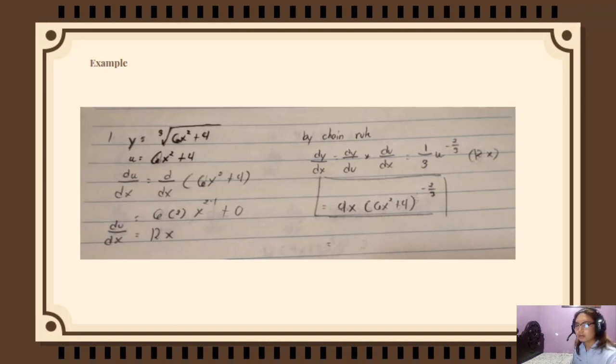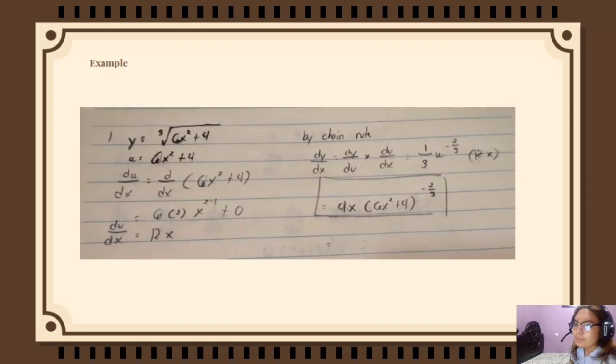We take the derivative of this. The derivative of 6x squared: we multiply 6 by 2, which gives 12, and then it becomes just x. Then, what is the derivative of 4? A constant, whatever it is, has a derivative of 0. So it is now 12x. Next, we take the derivative of y with respect to u. How did we get this? I forgot to write it: the cube root becomes the exponent 1/3. So dy over du is equal to 1/3 u raised to negative 2/3.